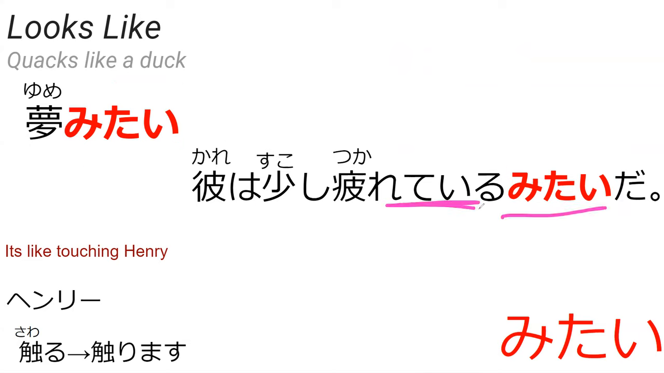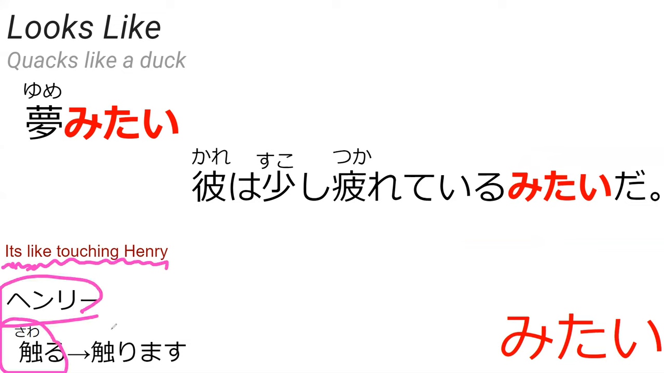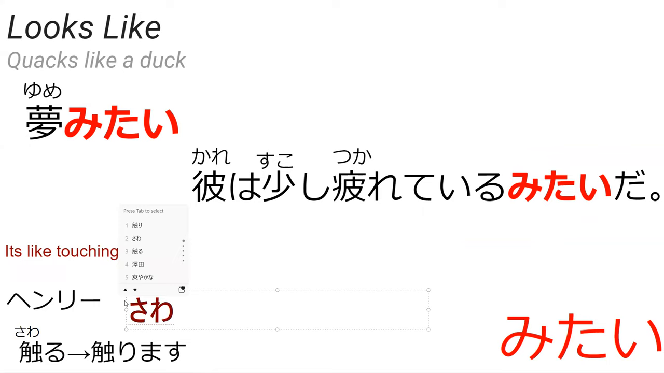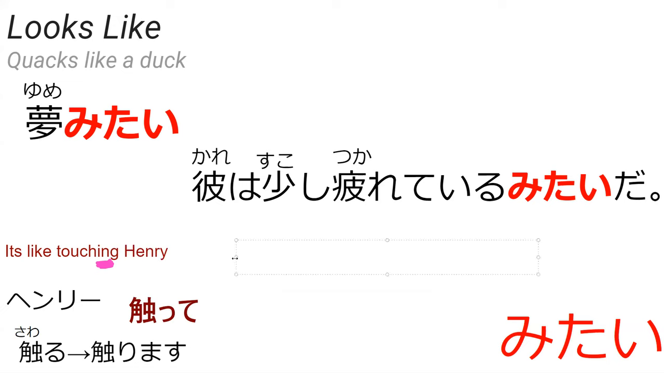So with mitai, all you do is take whatever you're attaching to it. So tsukarete iru ends with the dictionary form. It means looks like. Looks like tiredness. How do we say it's like touching Henry? So I have Henry and sawaru. Sawaru is a u verb. So sawarimasu. How do you think it gets conjugated into te form? Any guesses? Sawatte. Yep, sawatte. Awesome. So how would you say it's like touching Henry? That would be sawatte suru mitai.